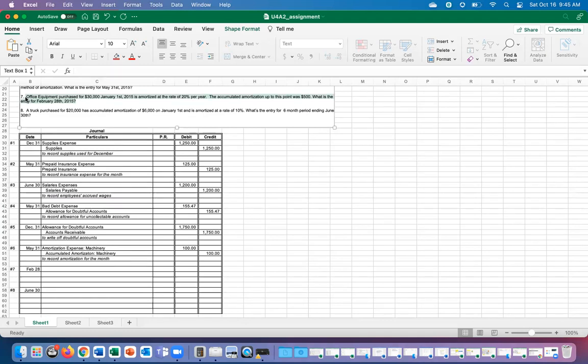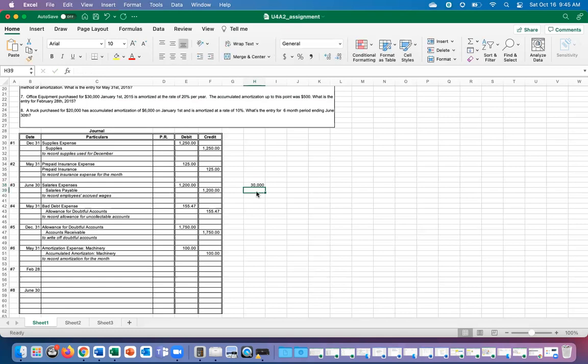Okay, so like our other examples, we're just trying to figure out for a month period. So we're not trying to figure out how much it's amortizing for the entire year. This office equipment, we're trying to figure out how much it is amortizing for a specific month. And in this case, it's February. So where we start with this is we look at our original value of the office equipment, which is $30,000. So I'm just going to put 30,000 down here just so we can see that.